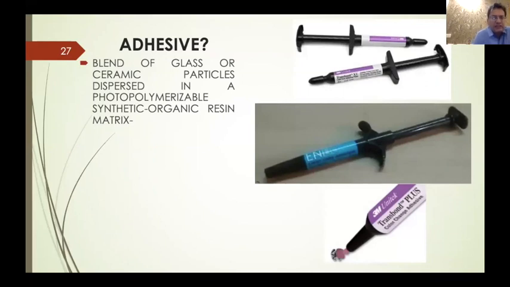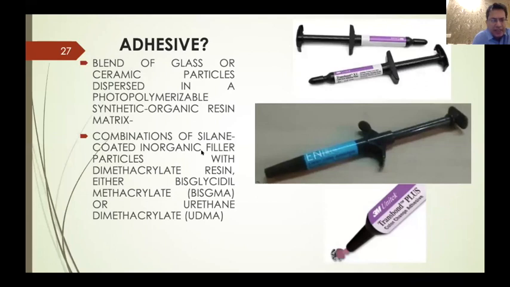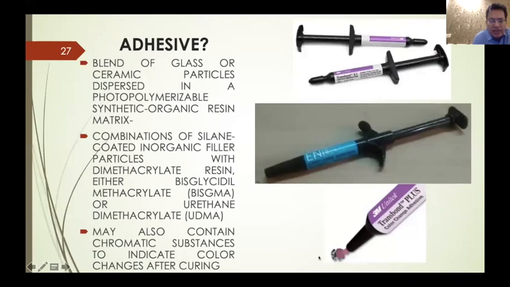Now, what is an adhesive? Adhesive is nothing but glass or ceramic particles which are dispersed in a photopolymerizable synthetic organic resin matrix. So it's an organic resin matrix which has glass or ceramic particles in it. When we apply light of a particular intensity, it is going to polymerize. It's basically a combination of silane coated inorganic filler particles. So what are they? They are either bis-GMA or UDMA. And sometimes you have chromatic substances added for color changes. They'll tell you whether the full curing has happened or not.